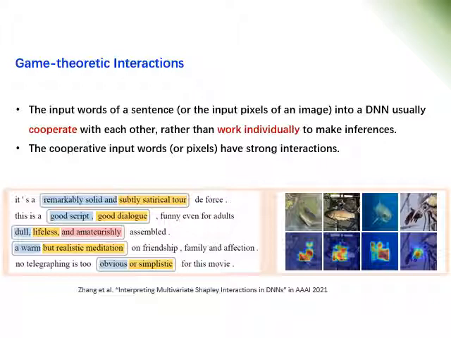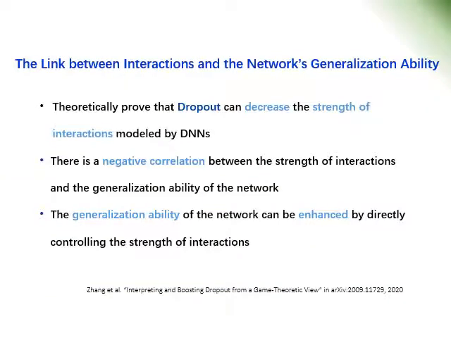The game-theoretical interactions describe the interaction between input variables such as input pixels and input words, so as to describe their cooperative relationship between different words and pixels. The explanation of the dropout operation has three aspects.